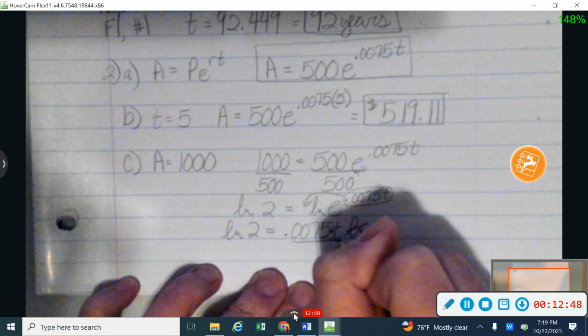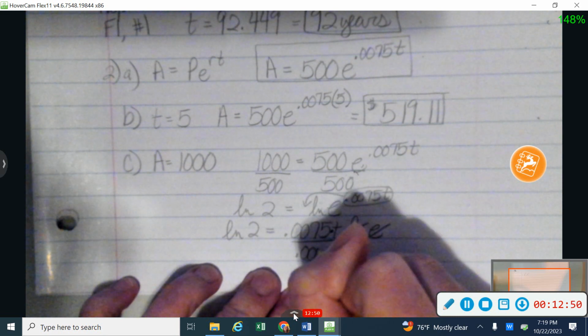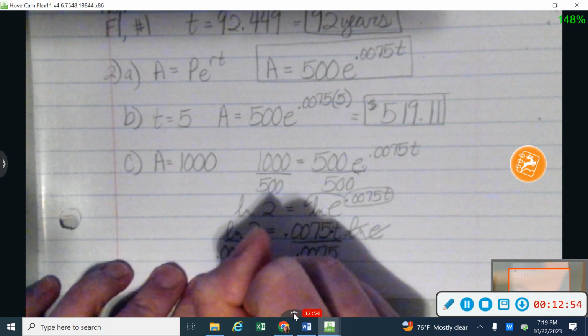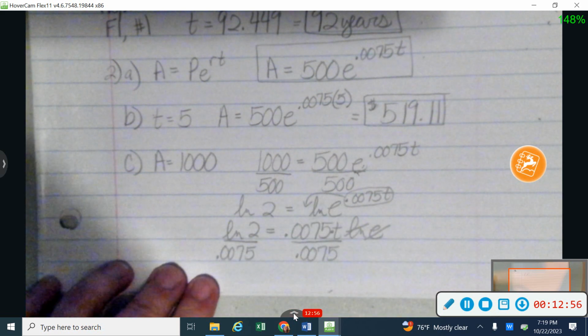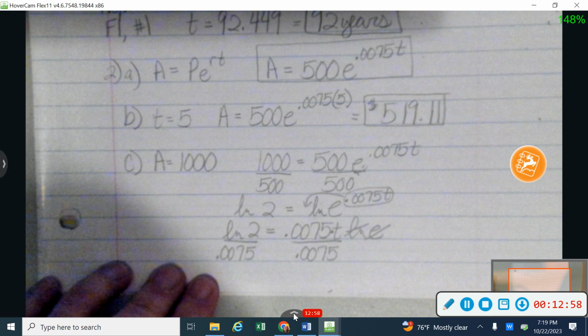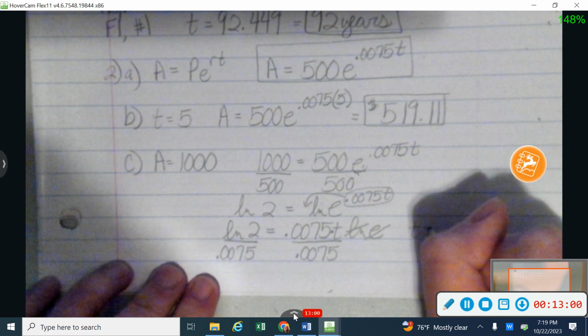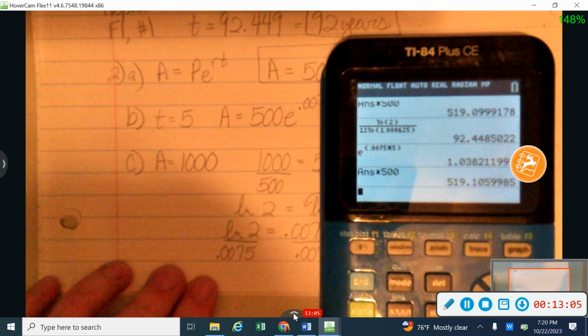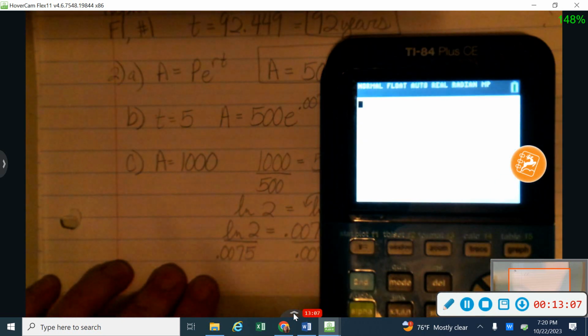And now, to get t by itself, I just need to divide by 0.0075. So t was almost already all by itself. And so there are a couple of ways you can put this in. If you would still like to use the alpha f1 number 1 function, that will work for you. Or in this case, you could just divide because it's kind of easier numbers.